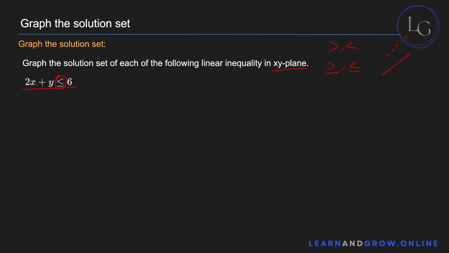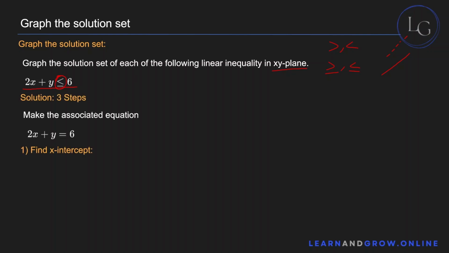So the first thing that you have to do is make the associated equation. How do you do that? Well, you just simply replace whatever inequality you have with an equal to sign. This will basically give you the line that you have to draw. Simple. So you replace the inequality sign with the equal to sign.